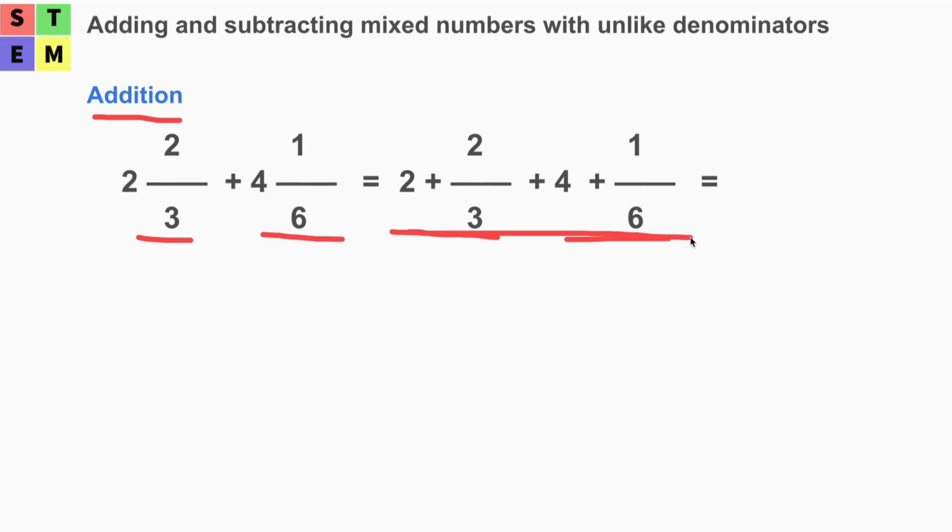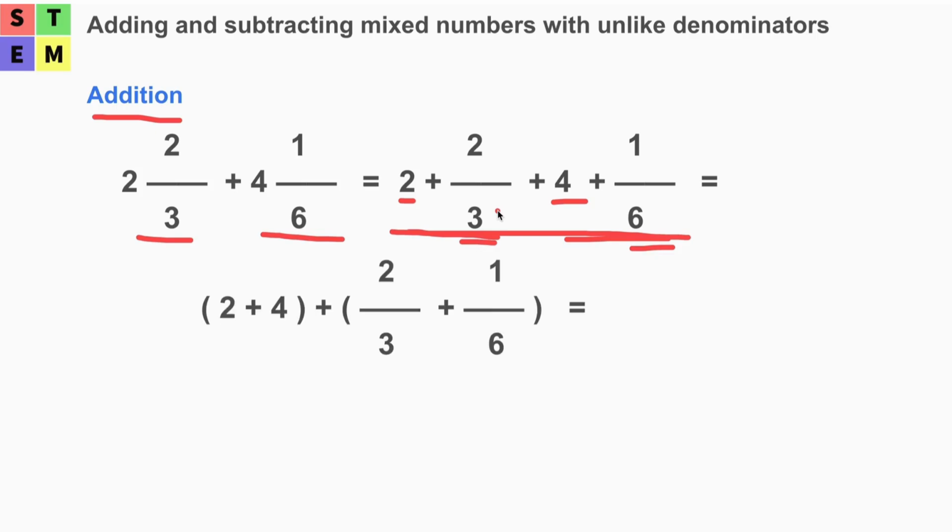The next step is we're gonna switch that. We got 2 here, we got 4 here, and we got 2 fractions here, right? So we're gonna switch that so that we can calculate 2 plus 4 first, and then 2 over 3 plus 1 over 6, right? So that makes things easier, right?